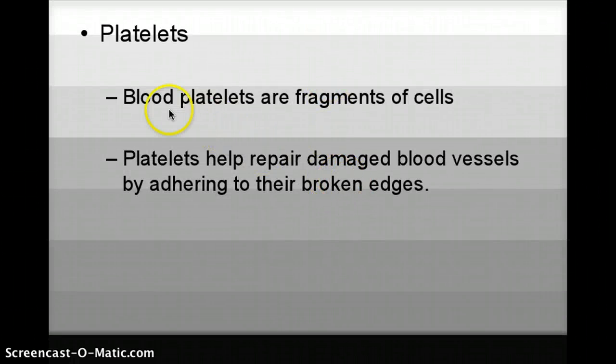Platelets, as I just mentioned before, is just blood. Platelets are fragments of cells. They help repair damaged blood vessels by adhering to broken edges. This is a very great thing that can happen.